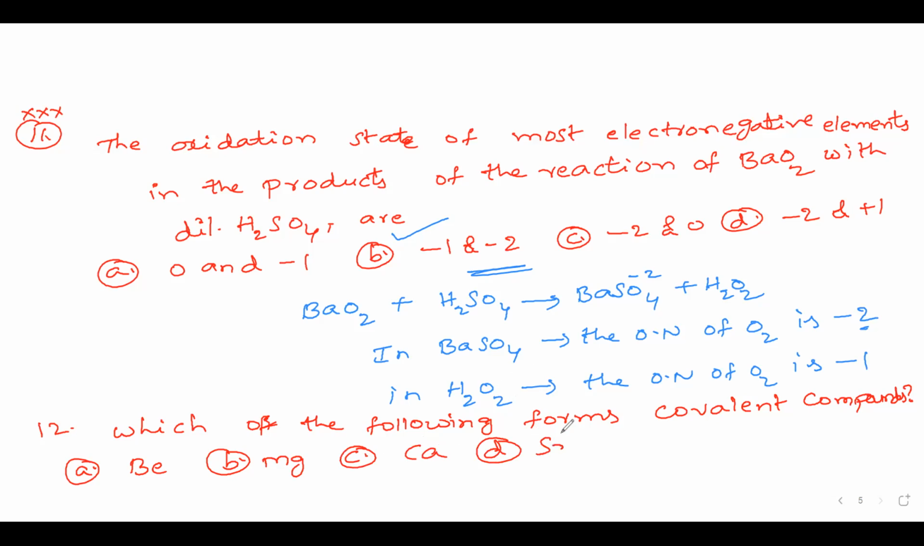Since already we know, in alkaline earth metals, beryllium forms covalent compounds. In alkali metals, lithium forms covalent compounds. Next, question number 13. This 13th question is very important. I'll just write it here.